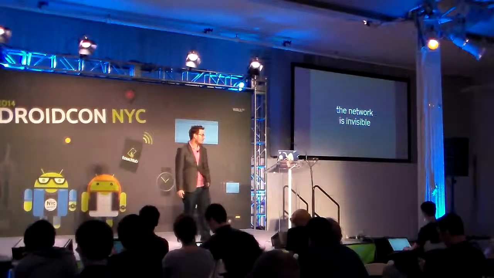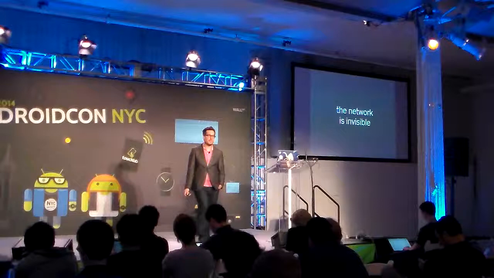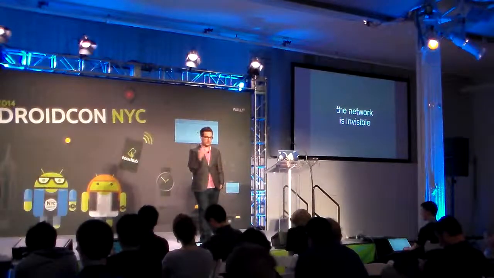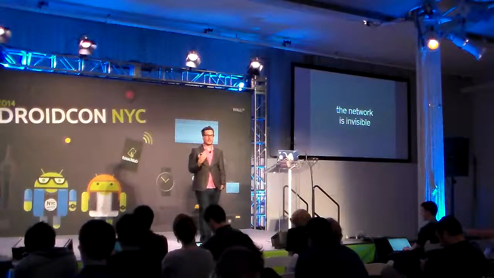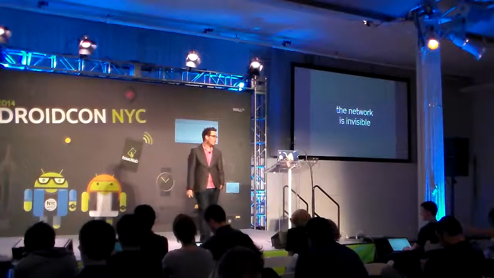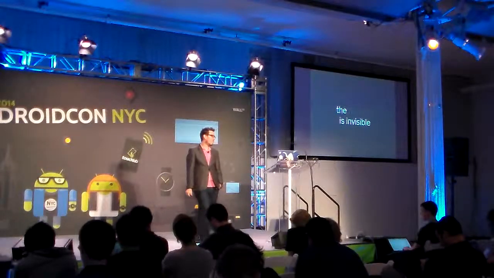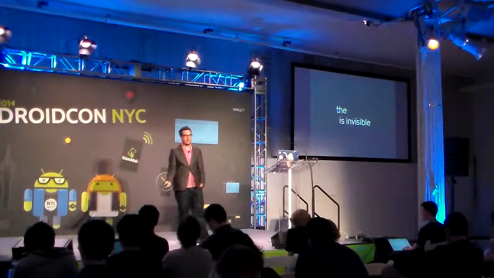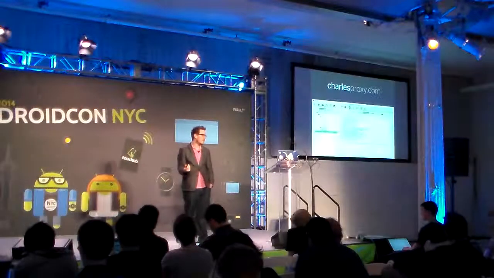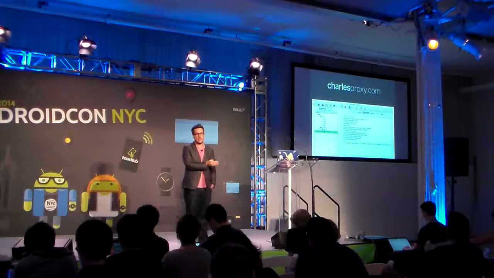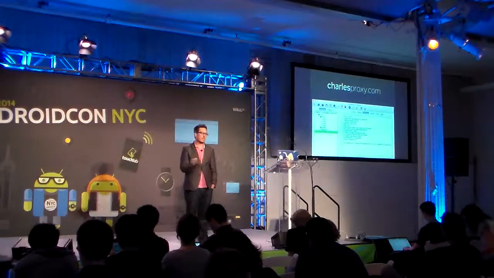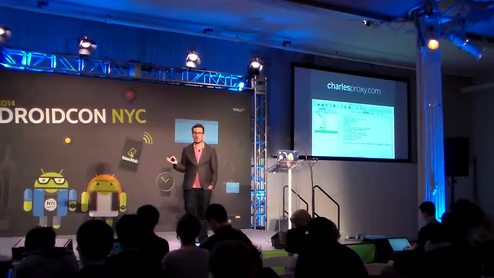Last bit is that the network is invisible. You're writing all this code, you're sending things to the server, you're sending things back, and it's really hard to get a grasp for what's actually happening. So what I recommend is this application called Charles Proxy. Charles just sits between your application and your server, and it shows you all of the back and forth. It's a lot easier than Wireshark.